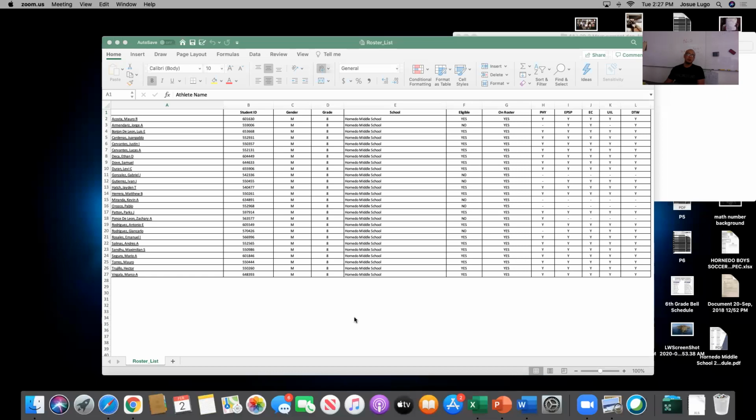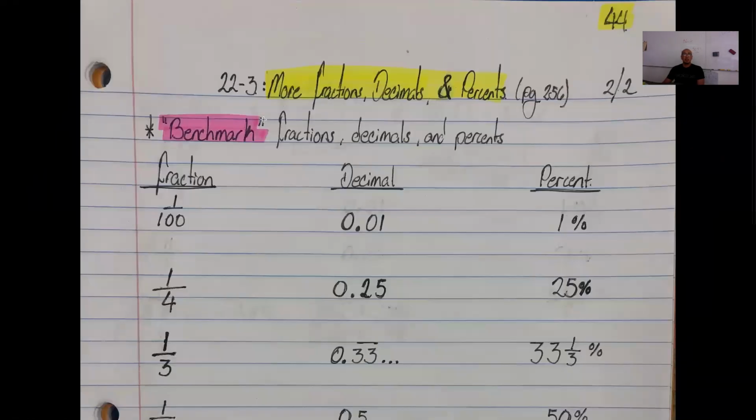Today we're going to be focusing on lesson 20-3. I do apologize for the mistake here. This was supposed to be a 20-3. I'll make it in black to make it easier to see.